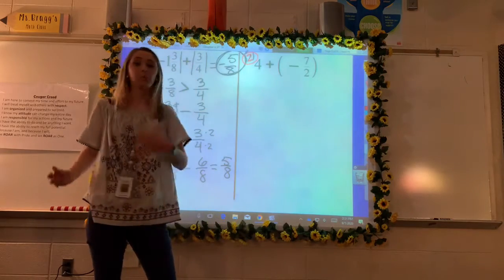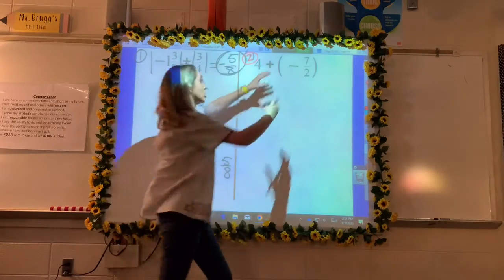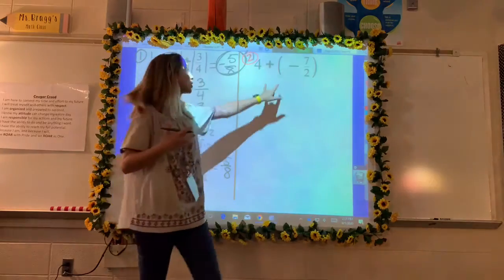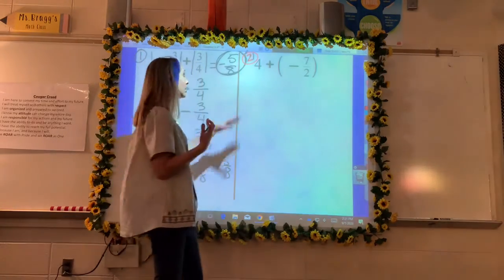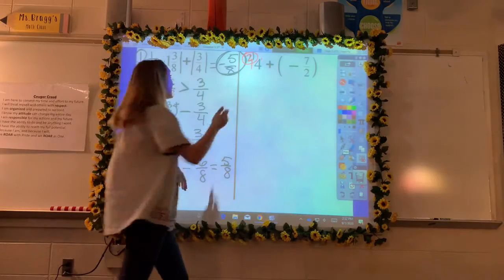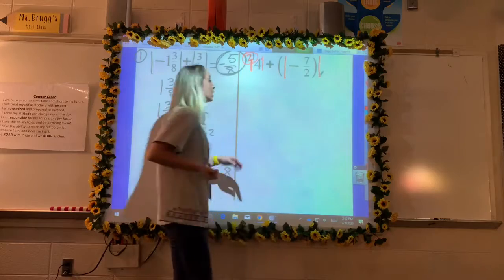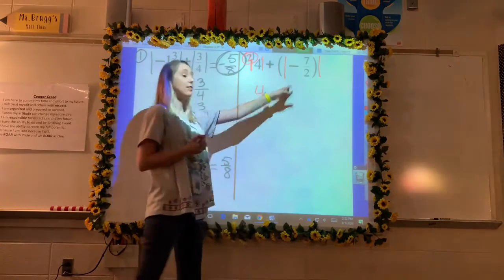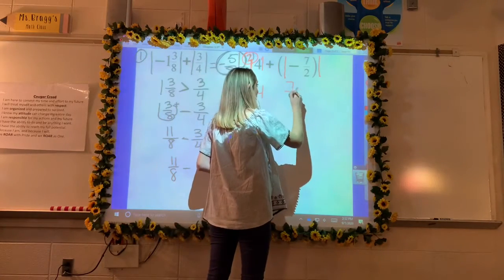So we have 4 plus negative 7/2. And remember, I've told you, this is a parenthesis. That's not absolute value, okay? So that's just kind of showing you that the positive and negatives don't correlate. They're not with each other, okay? All right, so we want to go ahead and take the absolute values of both signs. So the absolute value of 4 would be 4, and the absolute value of negative 7/2 would be 7/2.